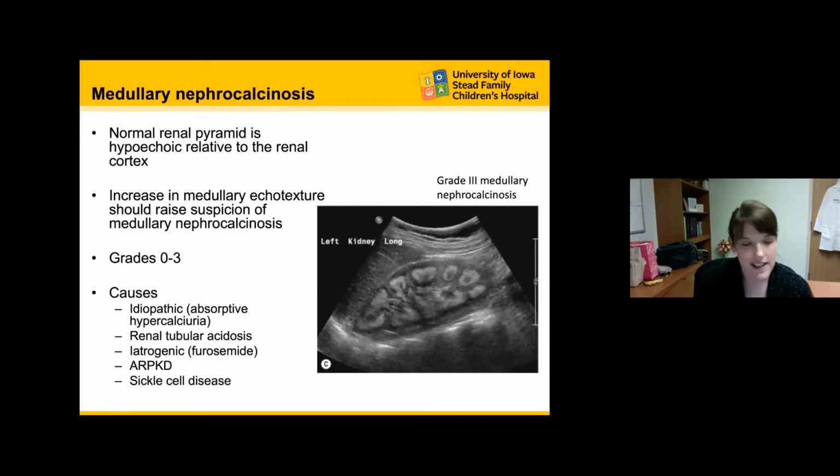I didn't realize this until today, but there's actually a grading system for nephrocalcinosis that we're not going to get into. And here are some causes below. This would be grade 3. This is pretty severe.